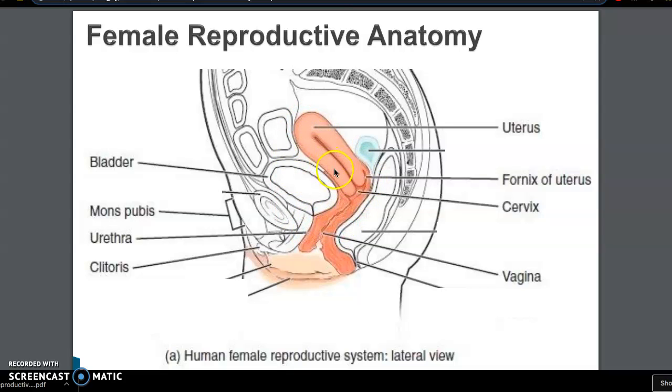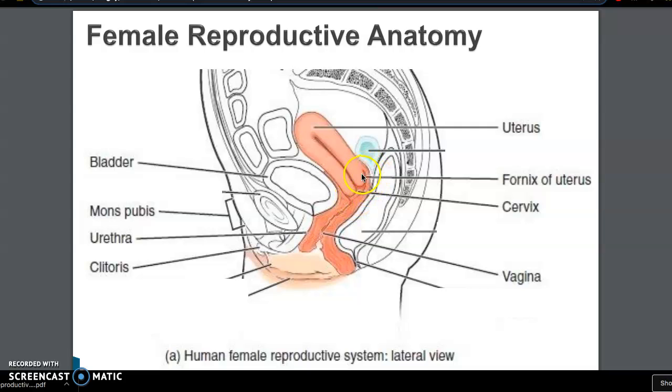It contains the uterus, which is a thick muscle. It's a site of implantation of sperm, where the embryo grows and develops over time during pregnancy. And then continuing on, here's the cervix. The cervix is at the end of the uterus and it connects to the vagina. The cervix consists of external and internal os, which is the opening from the vagina to the cervix.